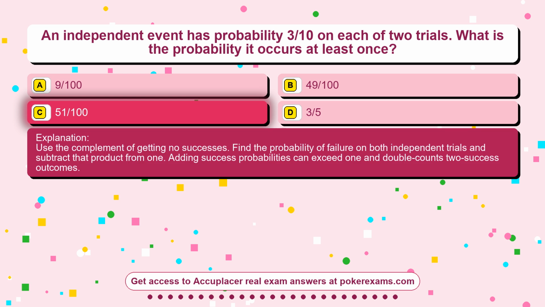Use the complement of getting no successes. Find the probability of failure on both independent trials and subtract that product from 1. Adding success probabilities can exceed 1, and double-counts outcomes with 2 successes.